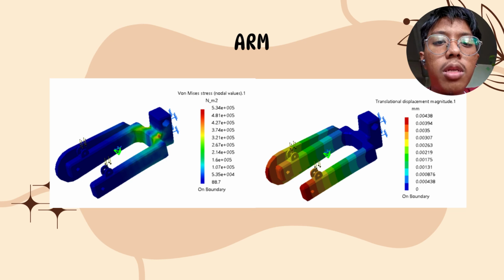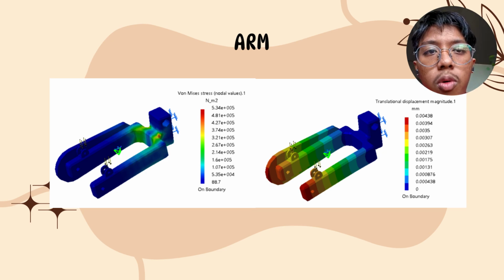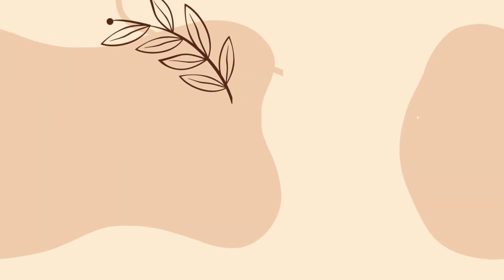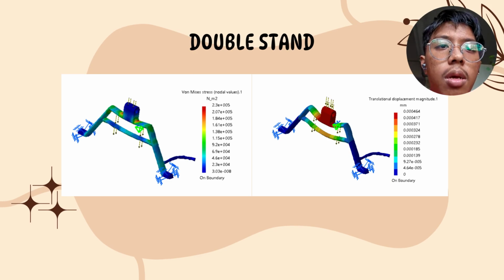The displacement magnitude indicates the physical flex of the arm under the load. The maximum displacement occurs at the furthest tip of the arm, as these points are the greatest distance from the fixed pivot. The maximum displacement is 0.000438 mm. Moving on to the double stand, the material selected for this component is also steel.